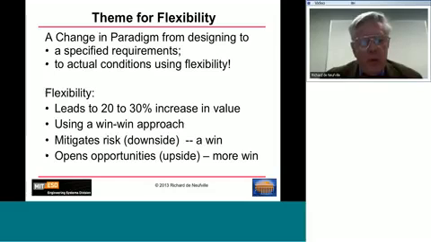On the one hand, it mitigates the risk, the downside possibilities. That's a win. So less losses is equivalent to more benefits. And at the same time, it opens the opportunities on the upside, again, more win. So those things combined allow for considerable increases in expected value.